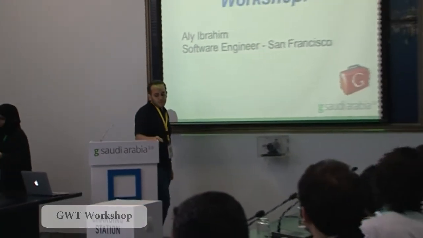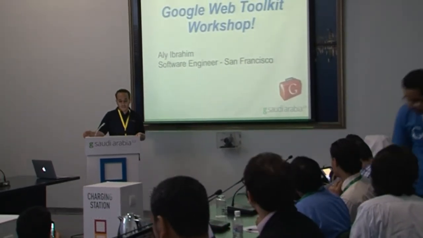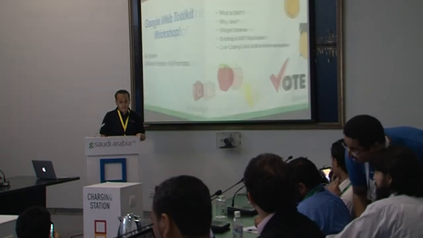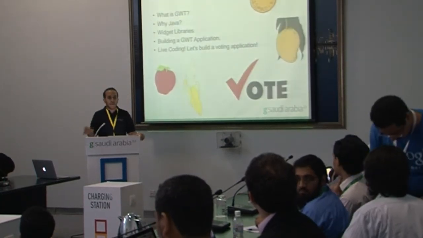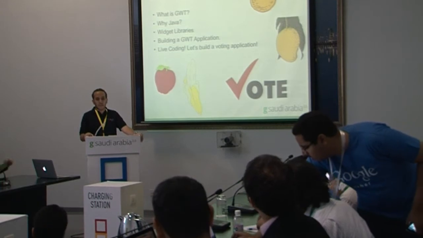My name is Ali Ibrahim. I'm a software engineer in the San Francisco office. I've been at Google for about 5 years. I work a lot on enterprise applications.